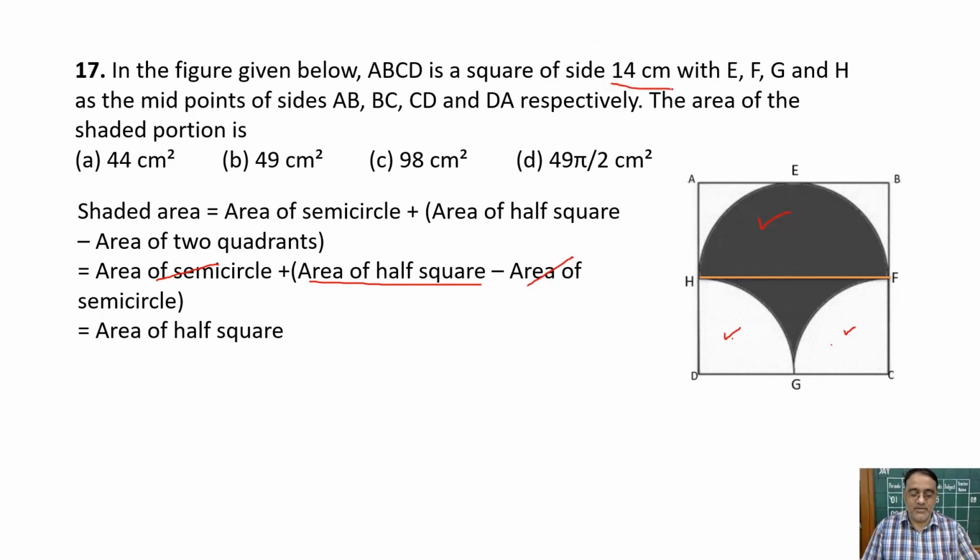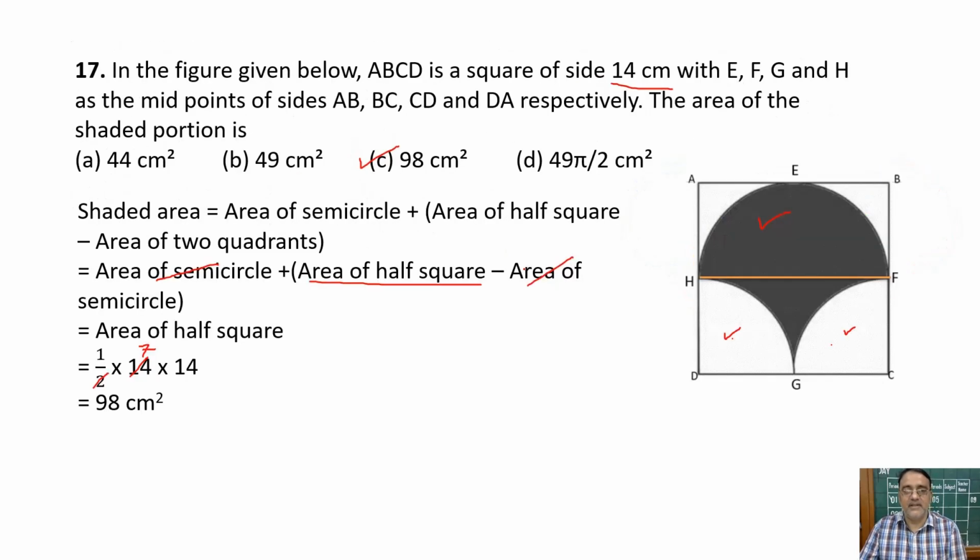ठीक है, so half into 14 into 14. So the answer is, एक बार cancel करो इसको, उसके बाद finally, so 7 into 14. So we are getting 98 centimeter square. So the correct option is Option C.